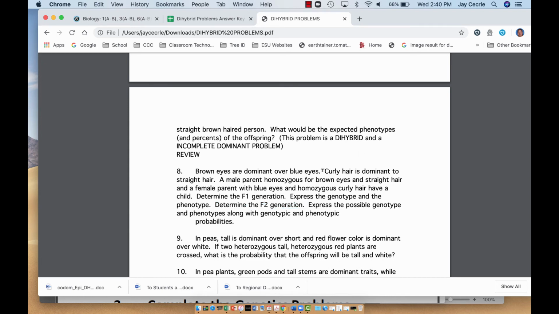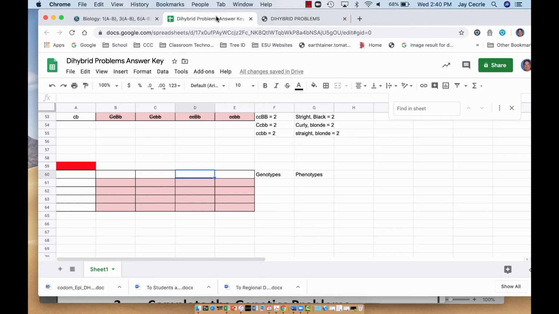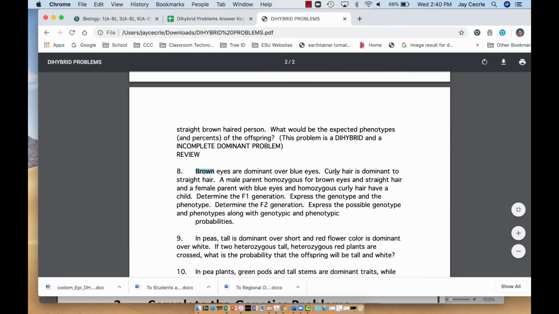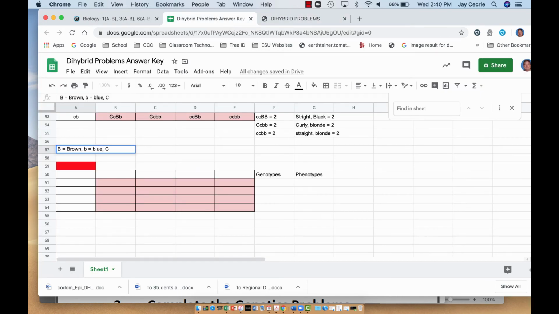So it says curly hair is dominant over straight. It says a male parent, homozygous for brown eyes and straight hair, and a female parent with blue eyes and homozygous curly hair have a child. So what we know is brown eyes are dominant. So that means the female parent has blue eyes. So that'd be 2 lowercase b's. We'll just use a capital B to represent brown. Let's go and type that in. Lowercase b will be blue. And then back to that problem. Curly hair is dominant over straight, so we'll use a capital C for curly, lowercase c for straight.